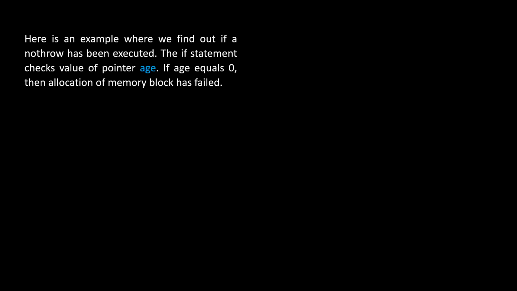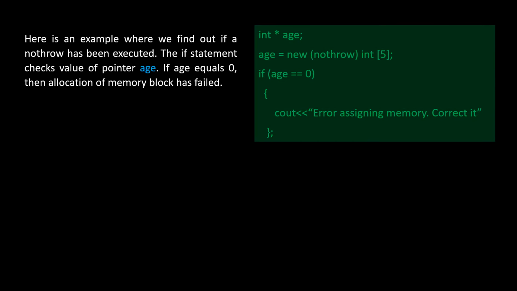Here is an example where we find out if a nothrow has been executed. The if statement checks value of pointer age. If age equals 0, then allocation of memory block has failed.